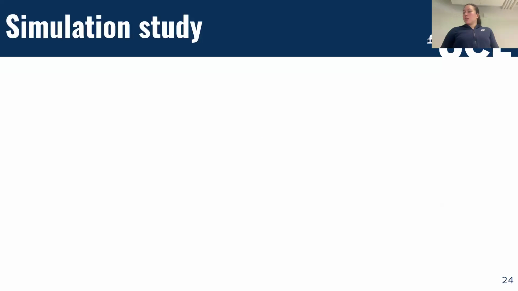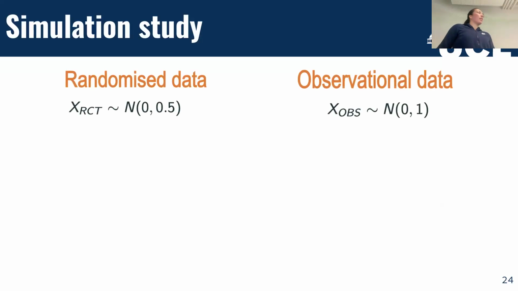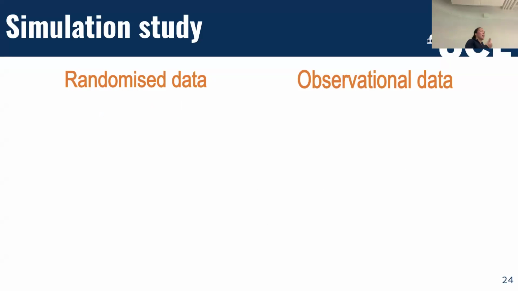So just to show you the idea, how this eta works, whether we have strong confounding or just a slight confounding, what happens? So I'm good with time, right? Okay, good. So what we do, we simulate randomized data, we simulate observational data.